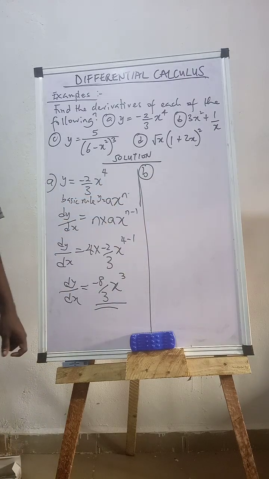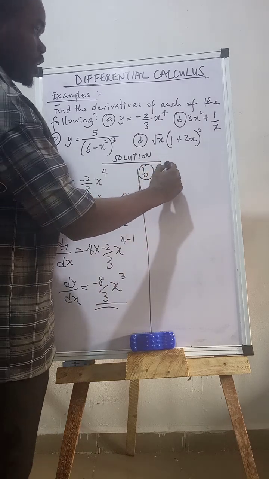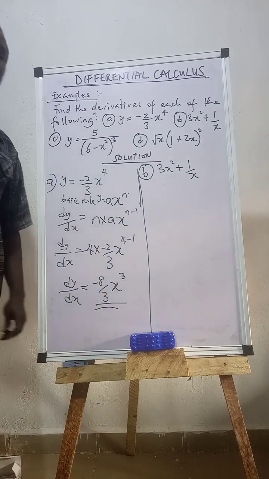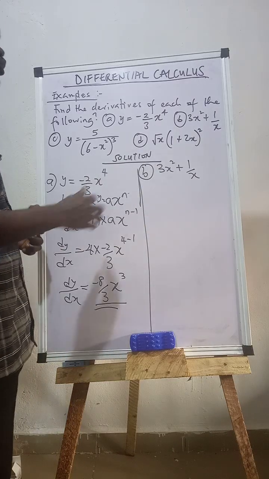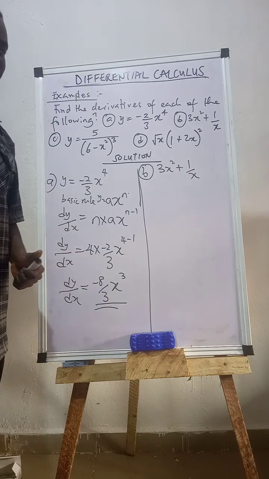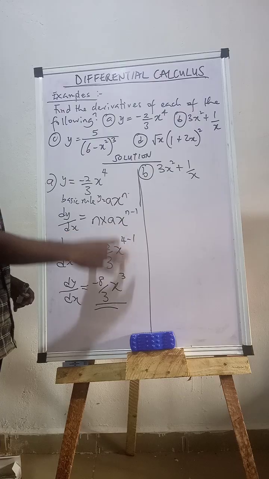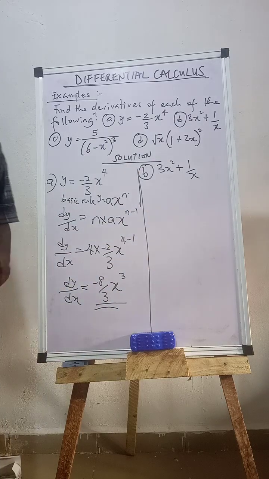Now we go to B. Okay? B says 3x^2 plus 1 over x. So how do we solve this? In differential, what we do is that we do one and the other. So this is differential of a sum. And how do we do the differential of a sum? We do it individually, just like we did this. We'll do it for this and do it for this. So we'll do it individually.